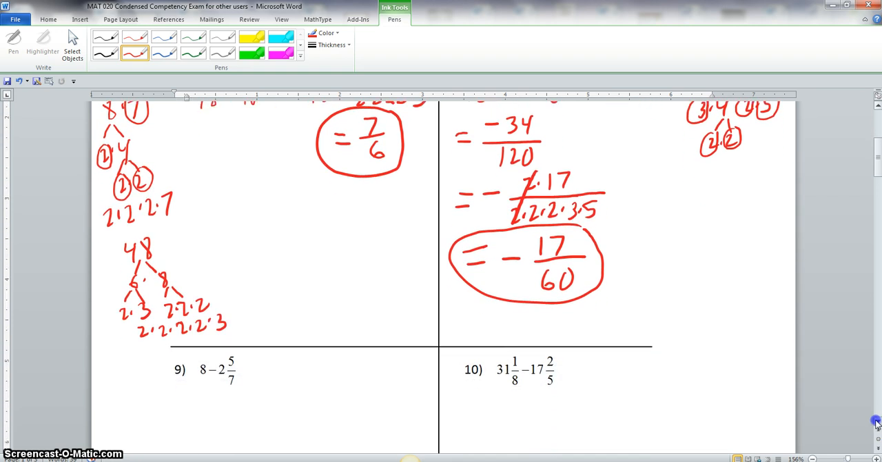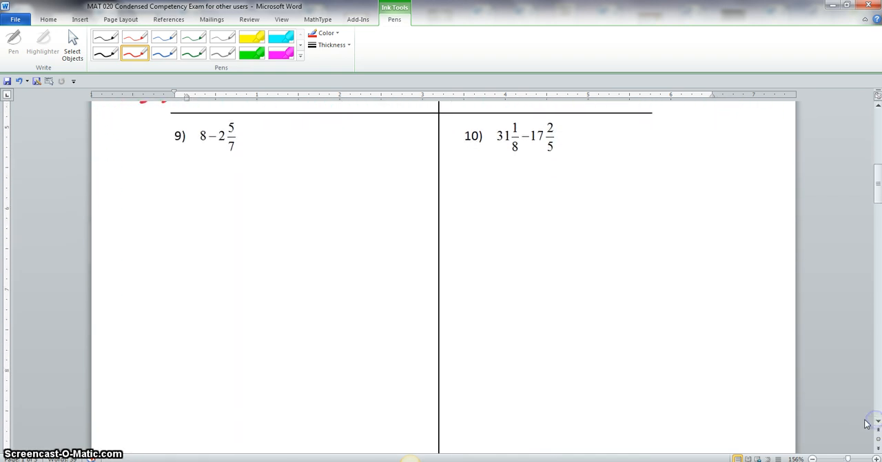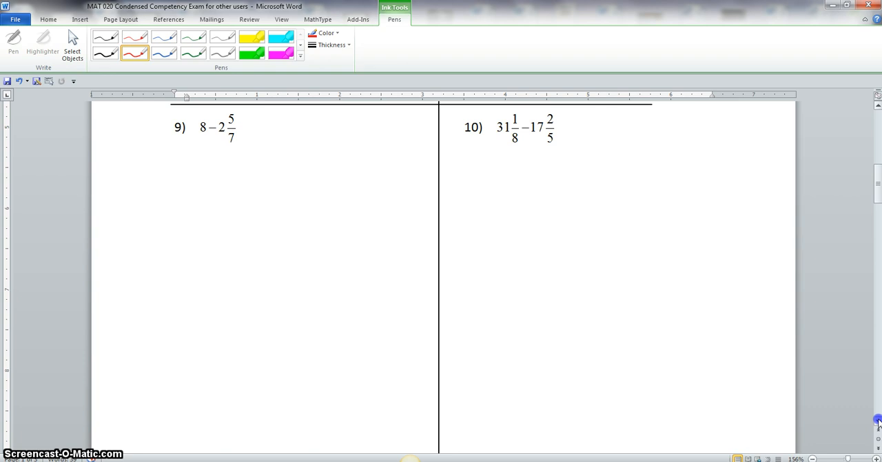Now we scroll down here to problem numbers 9 and 10. This time we're dealing with whole numbers and mixed numbers. So this is what we would do. First of all, this 8 would become 8 over 1 minus, we would change this mixed number to an improper fraction. Our denominator would be 7, and our numerator would be 2 times 7 is 14, plus 5, which is 19. So, now we multiply these denominators. 1 times 7 is 7.